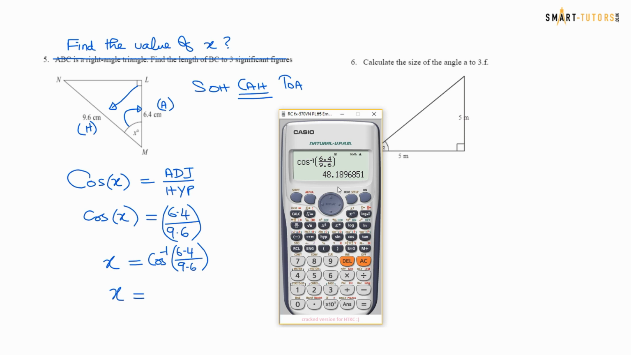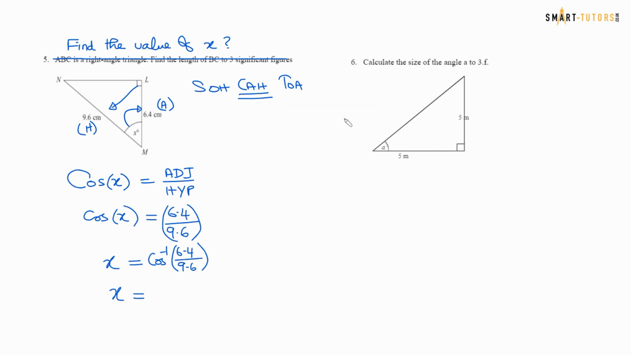48.1896851. So this is the answer. Let's say they are asking for 3 significant figures, so the answer is 48.19. So we can round it to 48.2 to 3 SF. So the answer is 48.2.